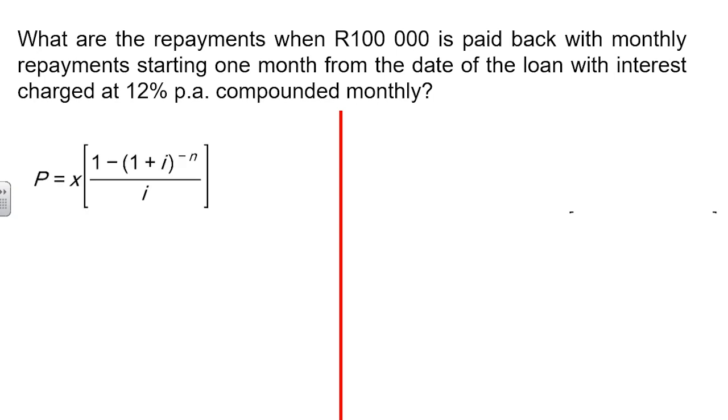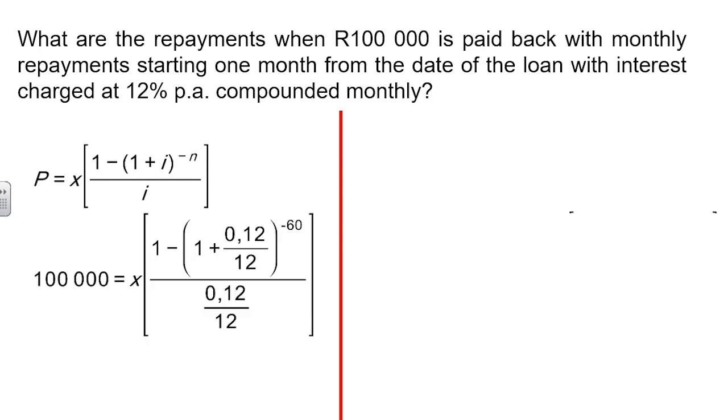I think the obvious way of doing this question is to work out the present value of all the payments and make that equal to the loan value, and we get 2,224 Rand and 44 cents.